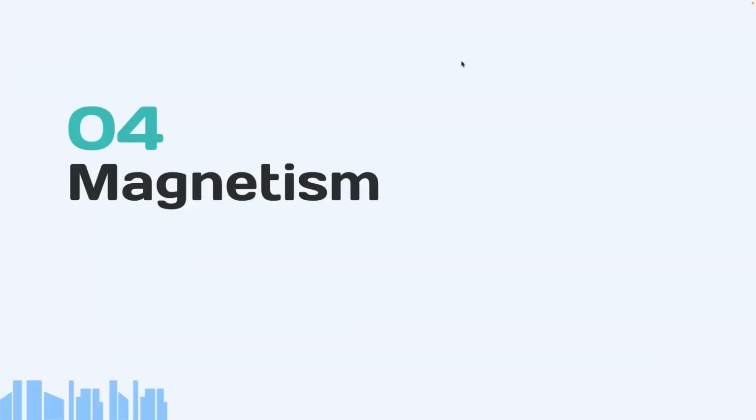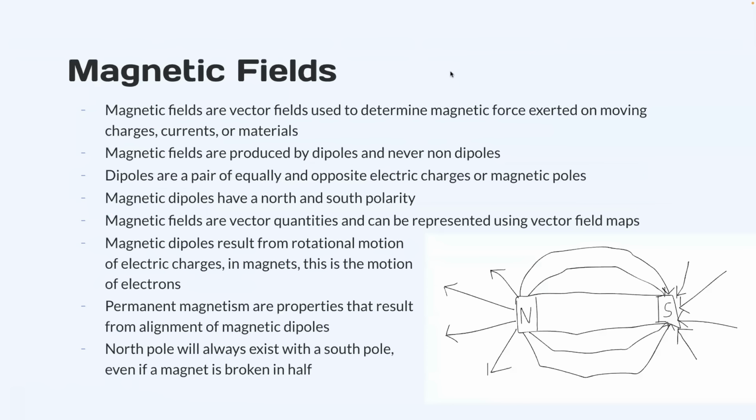Unit 4, magnetism. Magnetic fields are vector fields used to determine magnetic forces on moving charges, currents, or materials. Magnetic fields are always produced by dipoles and never non-dipoles. Dipoles are just a pair of equal and opposite electric charges or magnetic poles. So we all know magnets, right? They'll have a north and south polarity on two opposite sides.